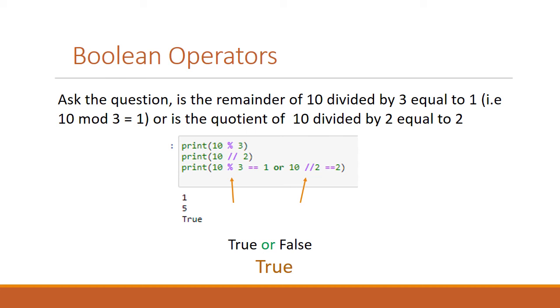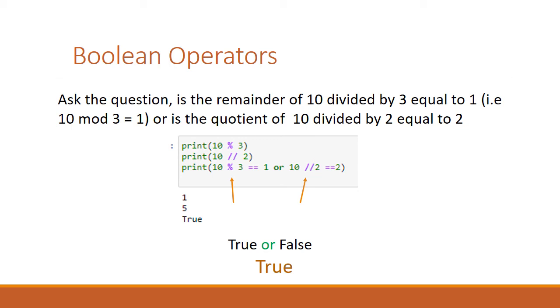So the first thing that happens is we're going to evaluate 10 mod 3, which is equal to 1. Then we're going to evaluate 10 div 2, which is equal to 5. Then we ask the question, is 1 equal to 1? That's true. And then we ask the question, is 5 equal to 2? Well, that's false. So we have true or false.